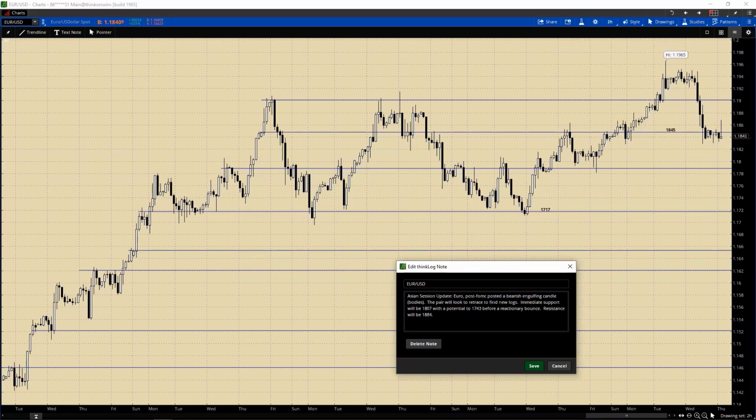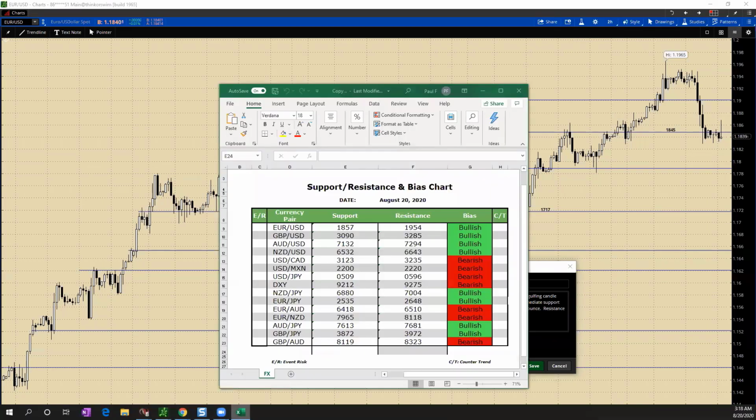So the Euro post FOMC posted a bearish engulfing candle. Look at, once again I was referencing the bodies on the daily chart. The pair will look to retrace to find new longs. Immediate support will be 1807 with a potential move to 1743 before a reactionary bounce. Resistance will be 1884. So let's pencil that in.